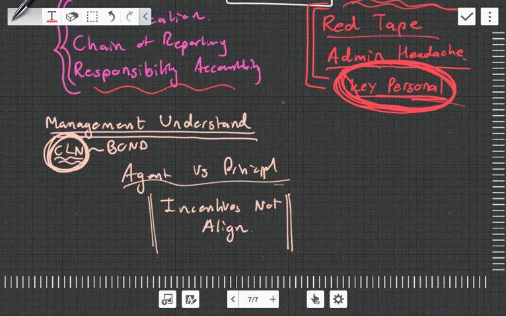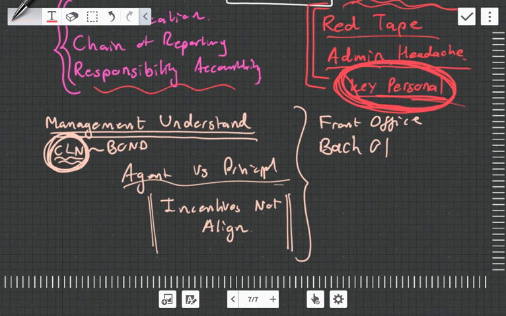And one of the things that management sometimes does is the separation of the front office versus back office. Front office versus back office. But this also doesn't always work.